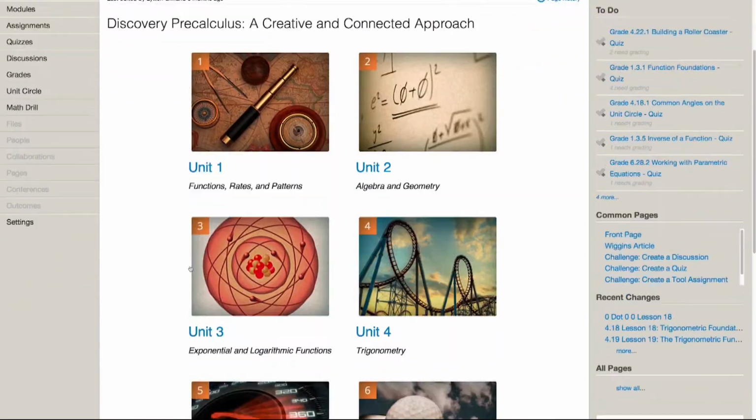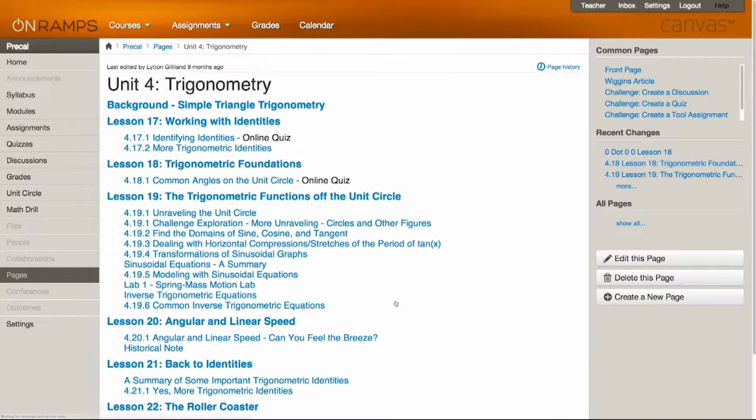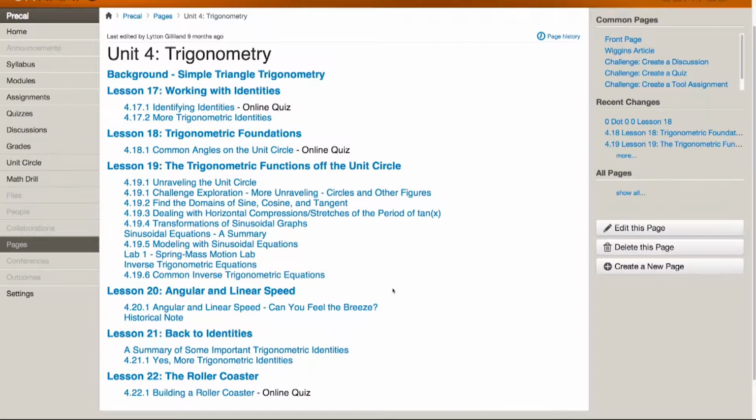Let's take a closer look at Unit 4, Trigonometry. Unit 4 contains links to background or prerequisite information needed for the unit, the lessons available for the unit, and the explorations included within each lesson.